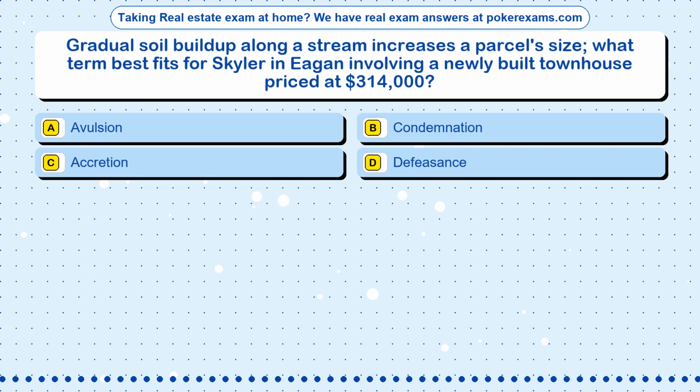Question 83. Gradual soil buildup along a stream increases a parcel's size. What term best fits for Schuyler and Egan involving a newly built townhouse priced at $314,000? Option A. Avulsion. Option B. Condemnation. Option C. Accretion. Option D. Defeasance.